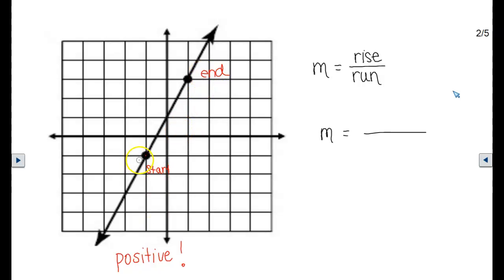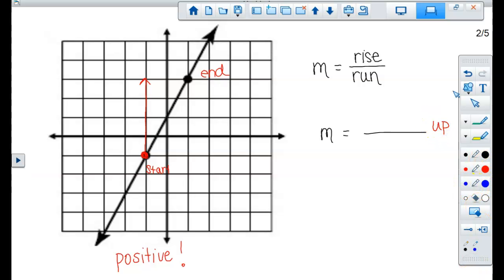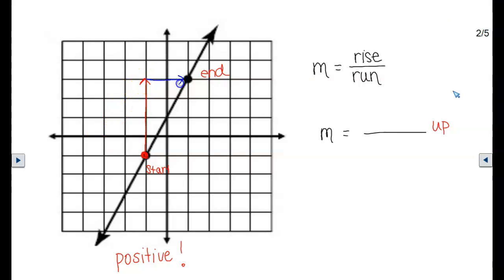Okay, so starting from this point, how would I have to rise to get to this point? Would I have to go up or would I have to go down? And the answer is I would have to go up. So I'm going to draw a line straight up in red until I am level with that point. So I'm going up for my rise. Okay, now, how would I have to run to get to that end point? Well, starting from here, I would have to run to the right.